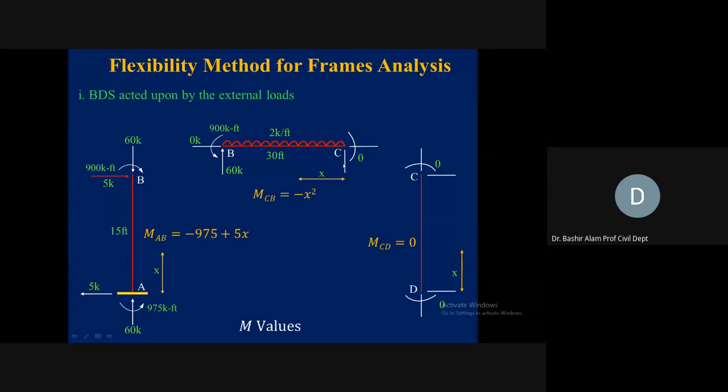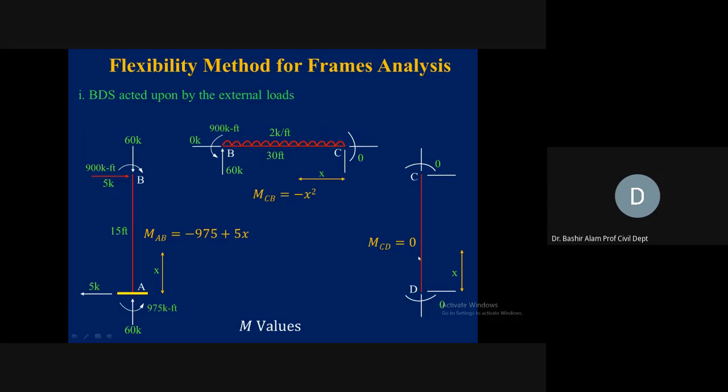Moment to find out MC now. So MC will be equal to minus 900, and then we have plus 60 times this 30, and then we have 2 times 60 times this 15. So if you add them up, it will give you 0 value, and that 0 we are showing here. Joint C should be in equilibrium. So vertical and vertical 0, horizontal 0, moment and moment 0, all are 0.